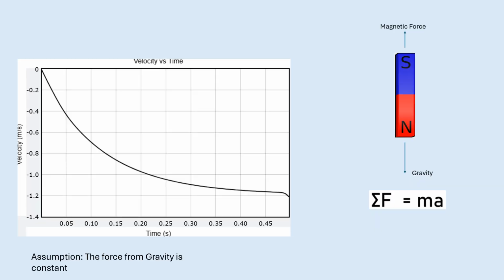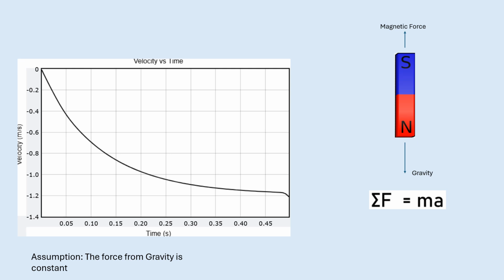This is the graph of the velocity versus time for the falling magnet. So if we look at our simple free body diagram, where we have our magnetic force acting up and gravity down, and we assume that the magnetic force and gravity are constant, then the sum of these forces is going to be the difference, and that's going to be equal to the mass times the acceleration.